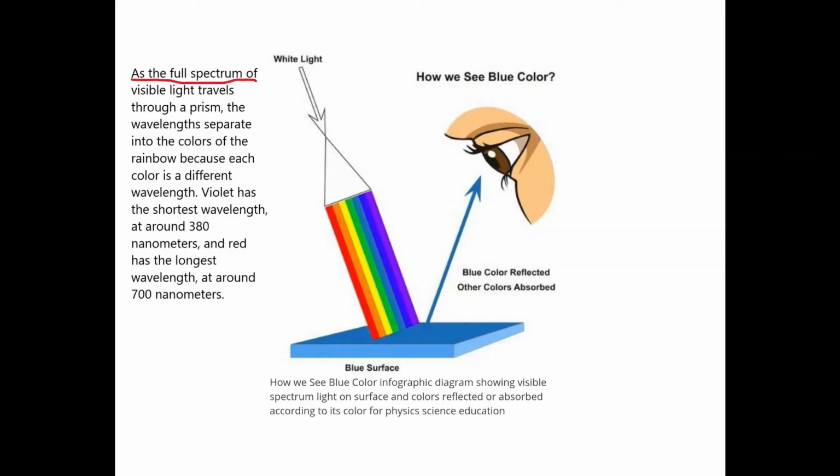As the full spectrum of visible light travels through a prism, the wavelengths separate into the colors of the rainbow because each color is a different wavelength. Violet has the shortest wavelength at around 380 nanometers, and red has the longest wavelength at around 700 nanometers.